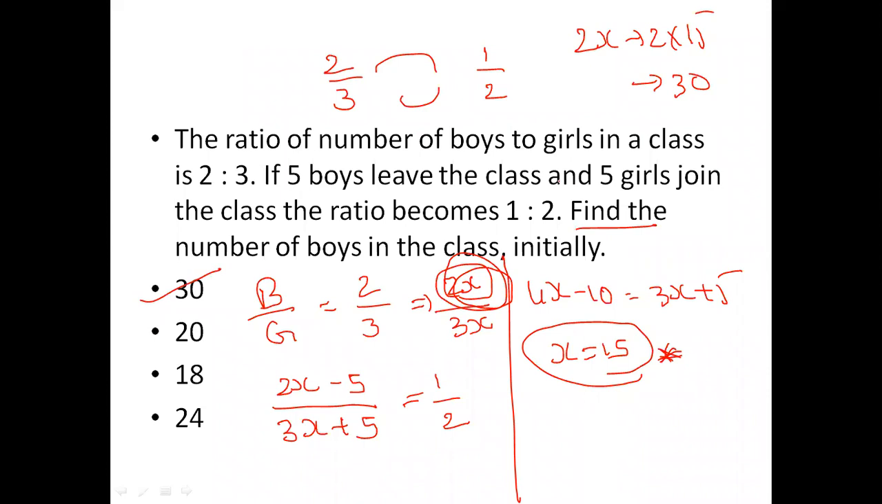Got the point? Initial ratio is 2 is to 3. As a common factor is there for the ratio, 2x and 3x will be the numerator and denominator values. Okay. And after that, 5 boys leaving the class: boys are in numerator, so minus 5. 5 girls joining the class: girls are in denominator, so plus 5. So that is equal to 1 by 2. Cross multiply and find the value of x. And after that, they're asking for the initial number of boys in the class. You can just multiply it with 15 to answer. The total value is 30.